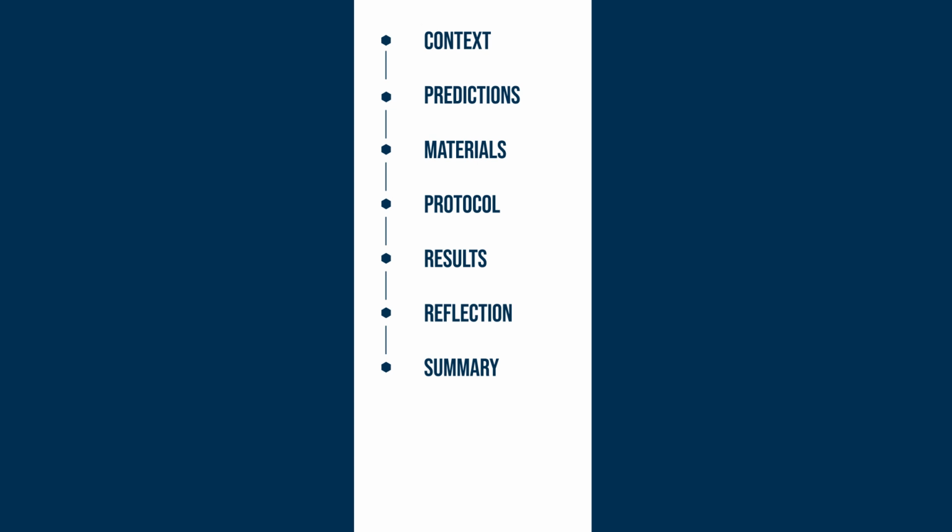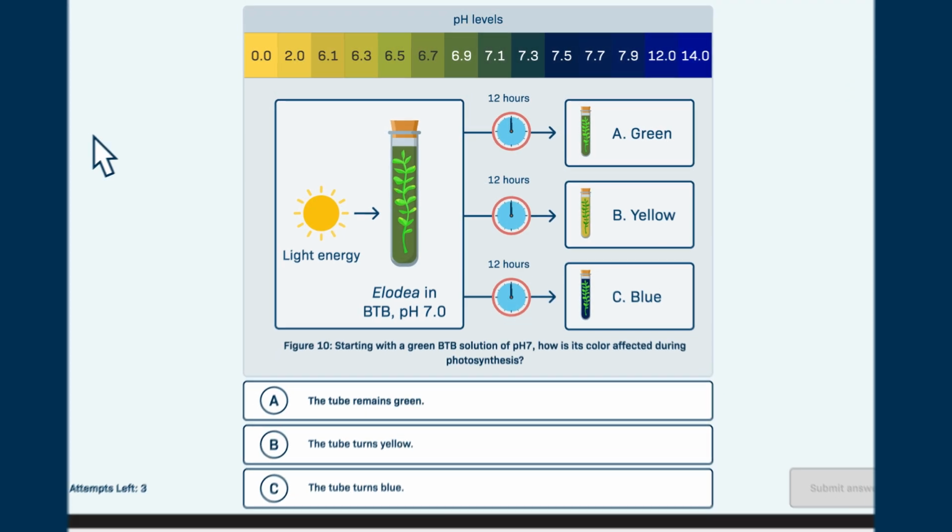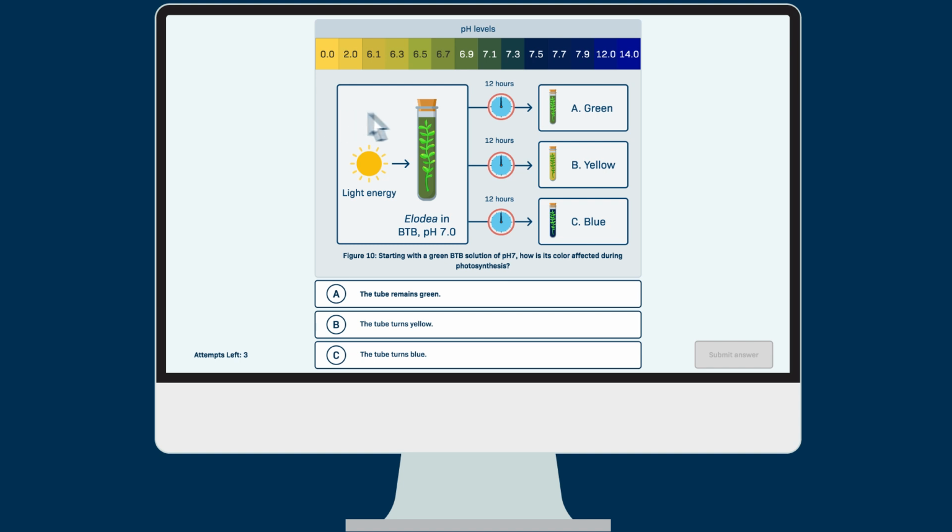Virtual labs take students through all the sections needed to conduct a rigorous experiment. In the prediction section, students will hypothesize the color of the BTB solution after shining light on the plant inside the tube. Making predictions like these is just the first step.